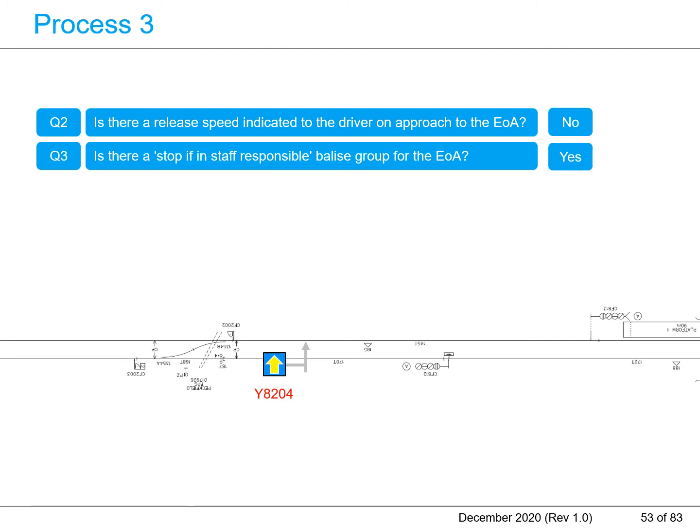The answer for question 2, of the RSP marker selection process, is no. But the answer for question 3, regarding the stop if in staff responsible, is yes. Therefore, the Y8204 RSP is marked with the ETCS stop marker. The location of the ETCS stop marker at this stage is still not yet finalized. It is subject to the location of the SIISR balice group.